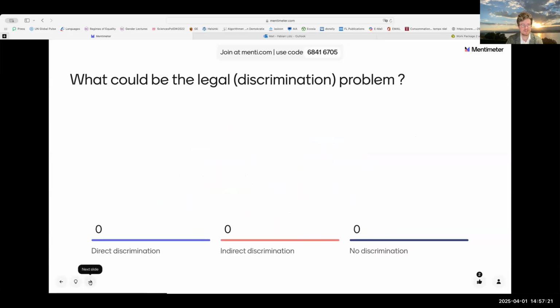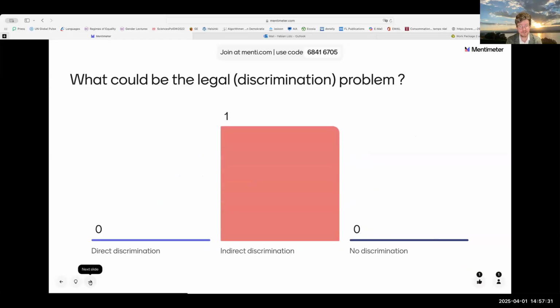So I think I just click now like this and it should be much smoother. And you should be able to address the next question, which is, what could be the legal discrimination problem? And that's a vote. In the case I described on AI recruitment, do you think it's rather direct discrimination, or is it indirect discrimination, or no discrimination at all? That's easy. You just need to vote for one of the three options.